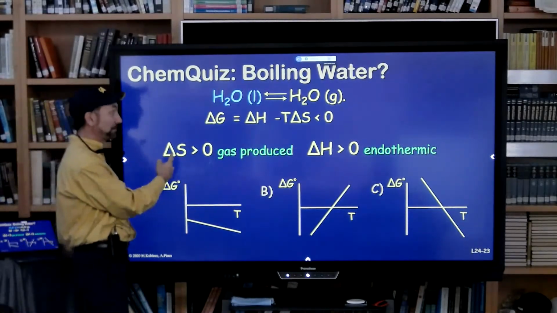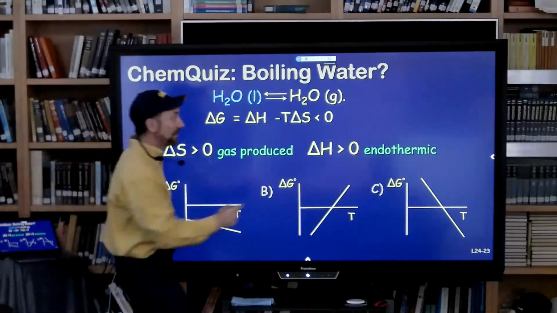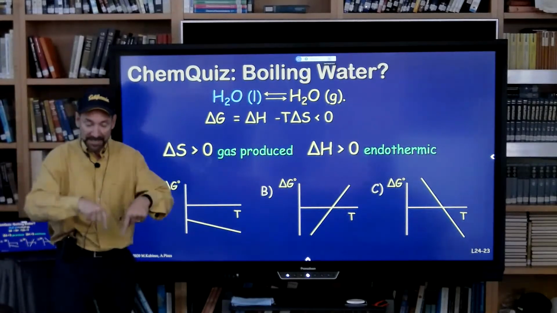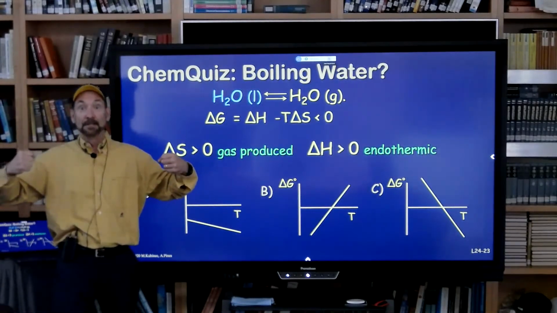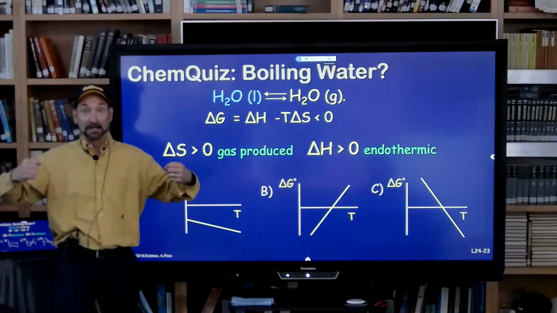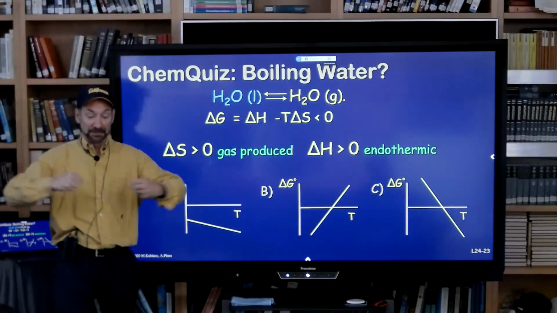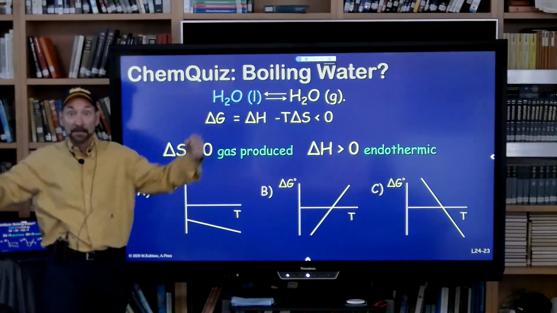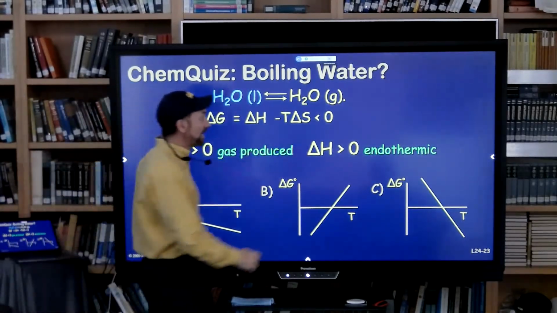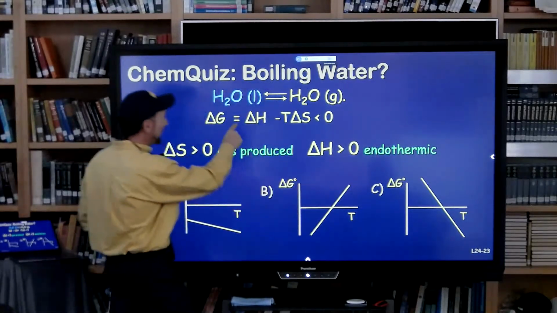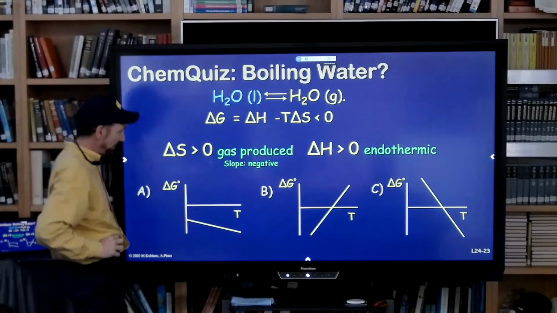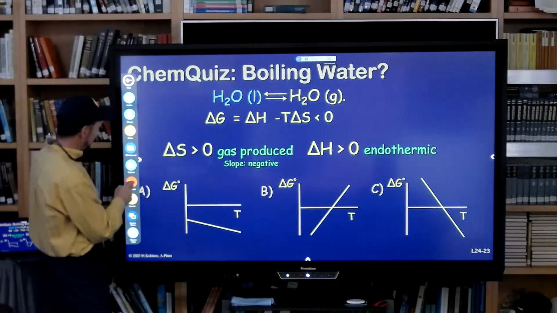A gas is produced from a liquid, so entropy increased. Boiling is endothermic. You have to put in energy to break those intermolecular bonds. Those intermolecular interactions are attractions. That's a potential energy that you have to overcome. You have to put energy in. So delta H is positive. And this should look familiar to you in a sense.